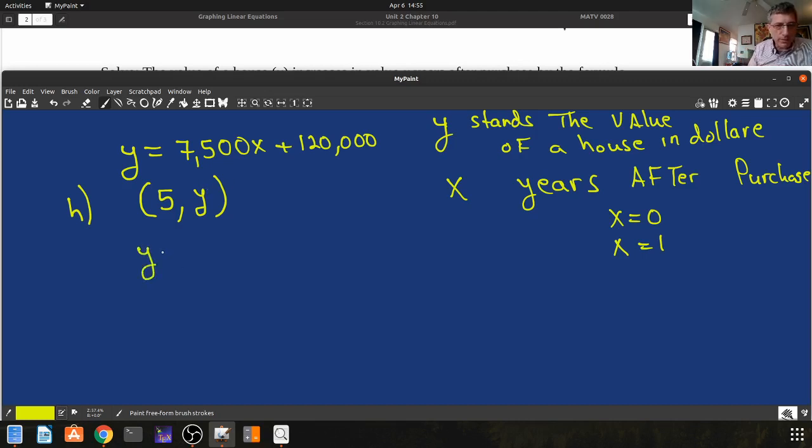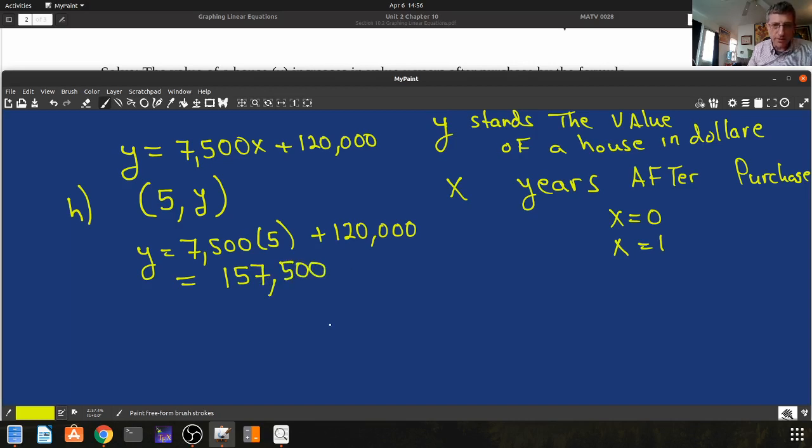So Y is equal to $7,500 times 5 plus $120,000. And that's equal to $157,500. You all can do the math on your own.